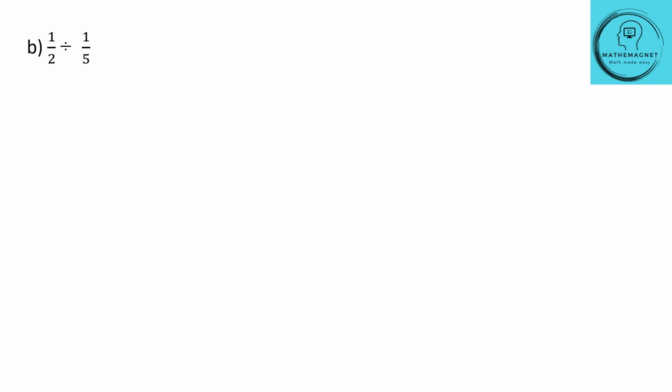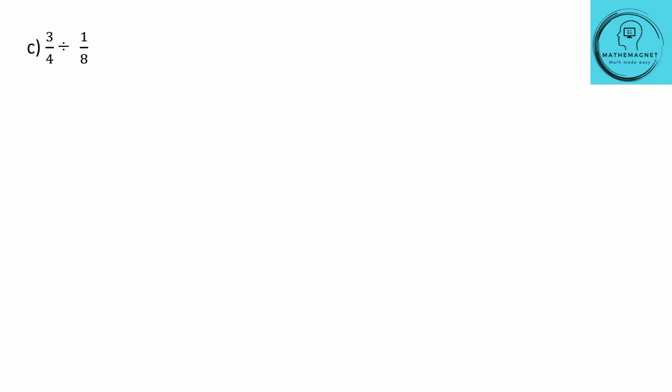The next question, B. 1 by 2 divided by 1 by 5. That can be rewritten as 1 by 2 into 5 by 1. So it becomes 1 into 5 by 2 into 1. You cannot simplify this any further. It becomes 5 by 2. Now to write in the simplest form, it will be 2 1 by 2.